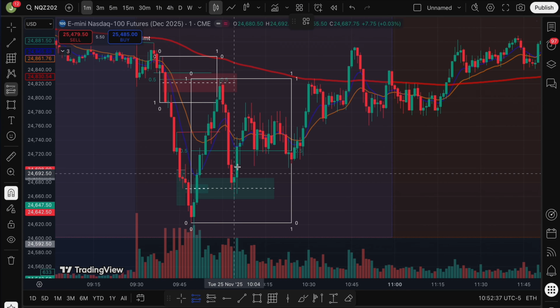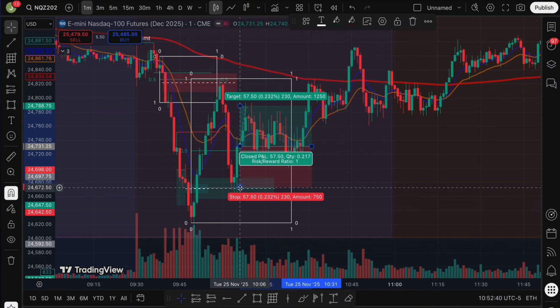Let's just say right here at the top of this candle. Now, where do we place our stop loss?